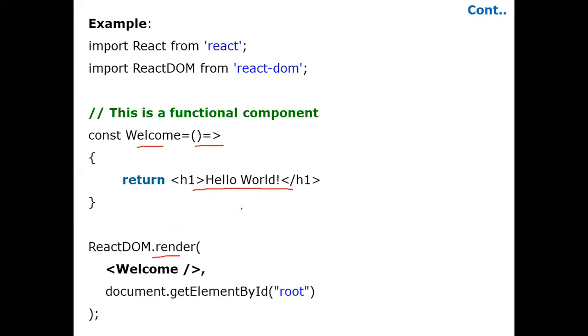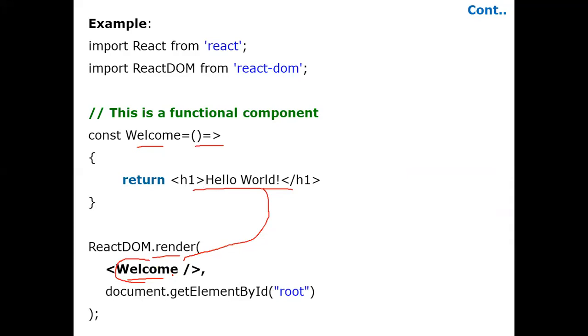Now in the render, we are directly passing that as welcome. What is the name of the functional component? Welcome. Welcome is a functional component, with a slash. This is how we mention it. Previously in JSX, we just mentioned the element name, like name or ELE. Instead of that, we are directly mentioning the component itself.